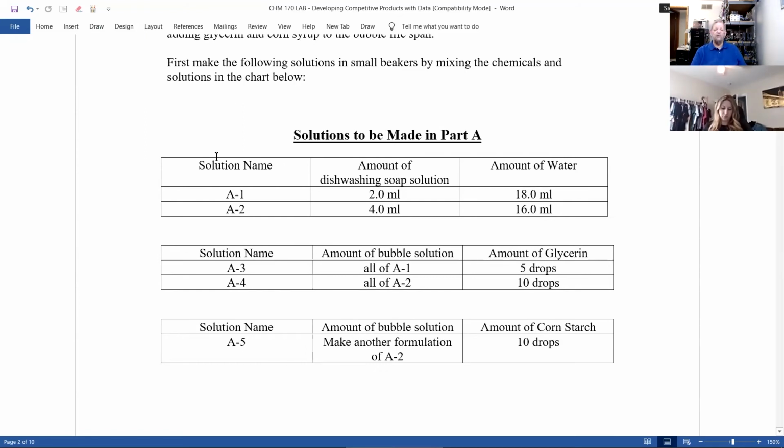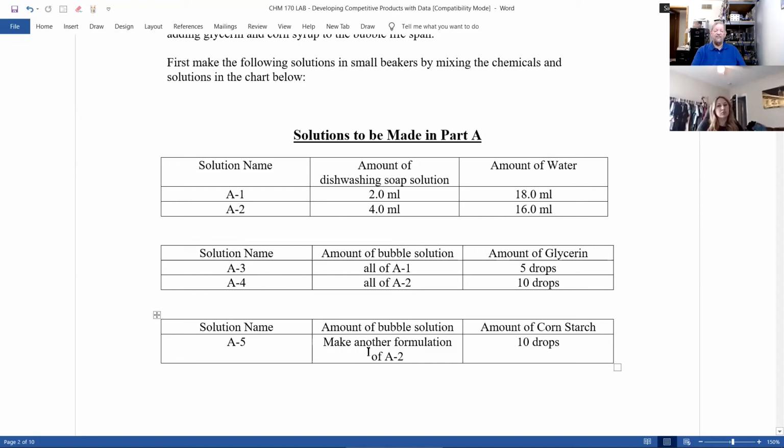Now here, we're going to do a series of 5 different solutions. A1 has 2 milliliters of Dawn and 18 milliliters of water. A2 has double the amount of Dawn, because we add 2 and we've reduced the water amount, so it's double. And then A3 will take what was left of A1 and add 5 drops of glycerin. A4, you take what's left of A2 and you add 10 drops of glycerin. And you test these, and I'll talk about that in a second.